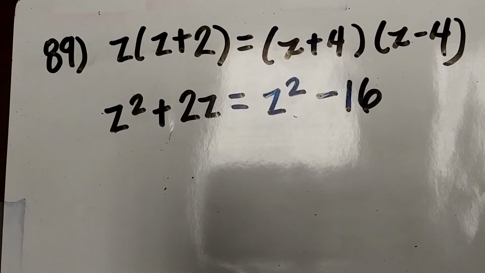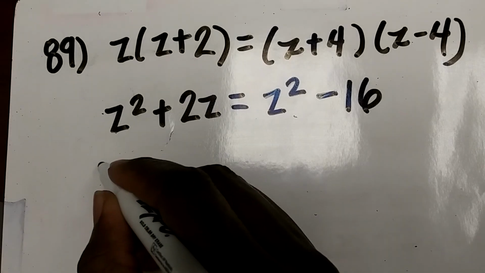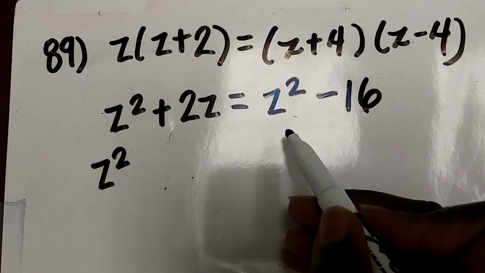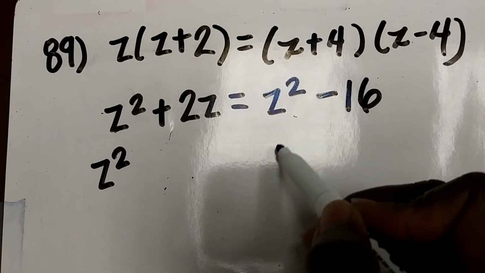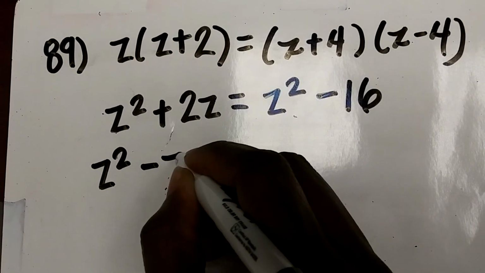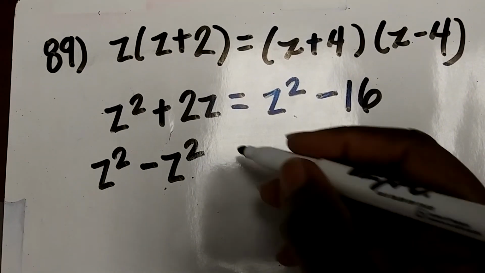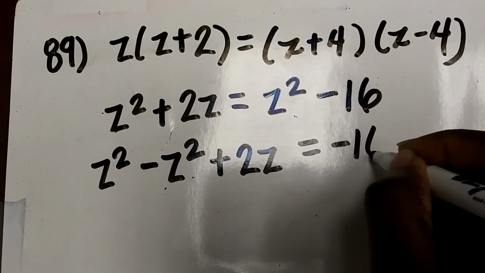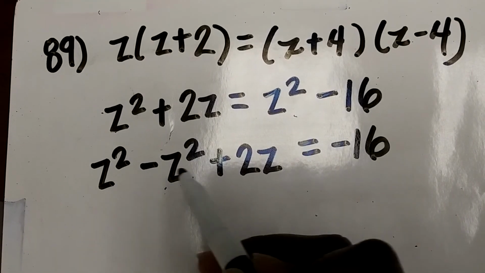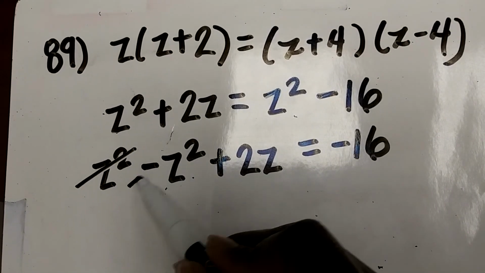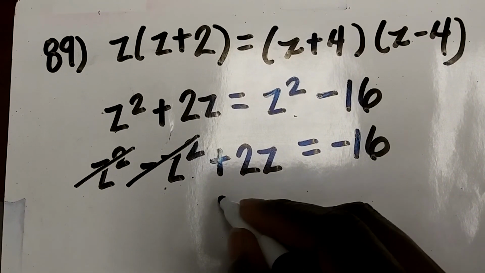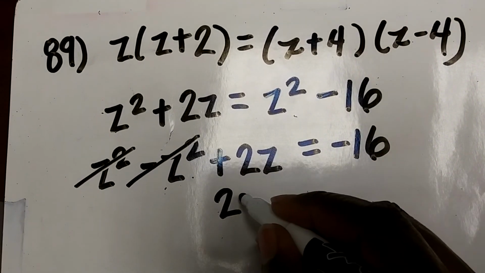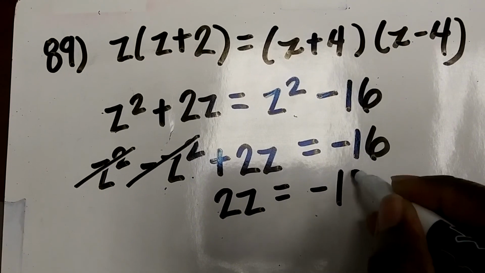Now, I still see a lot of z's, so I want all my z's on one side of my equation. I'm going to put everything to the left. If we remember about solving the equation, if I move this z squared from the right to the left, the sign changes. And then I have plus 2z equal negative 16. Now, z squared minus z squared equals 0 because they are opposites, and opposites equal 0.